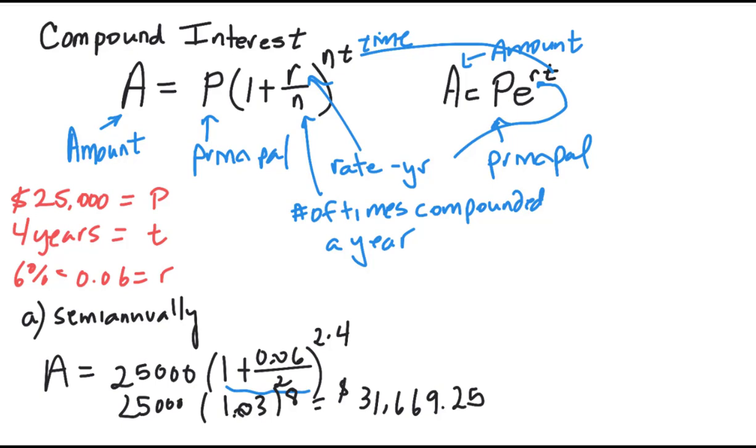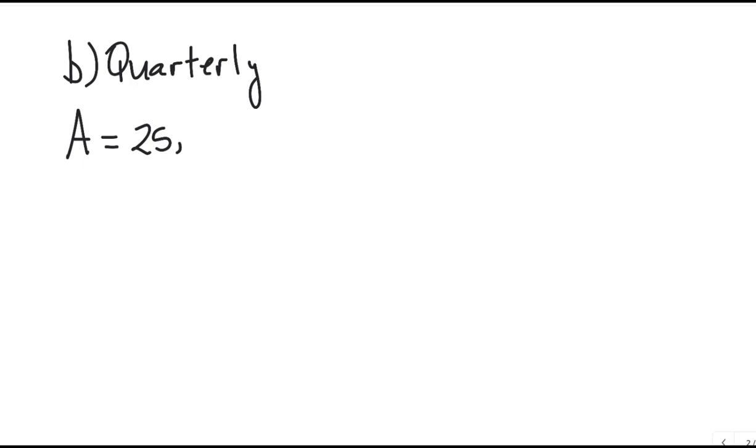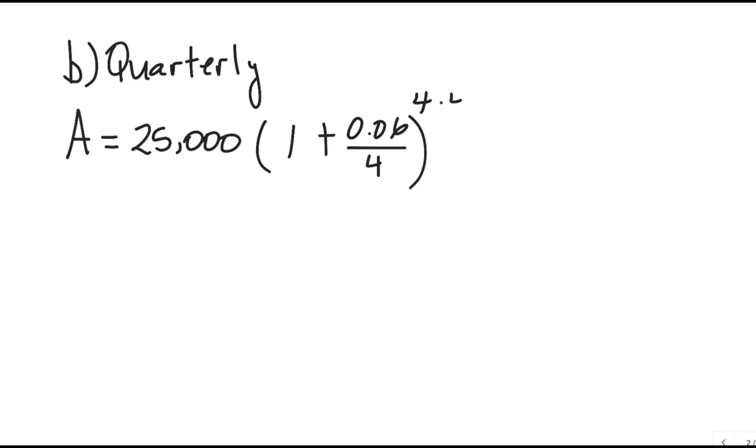Let's get a new page here. And so using the same problem, then they say, well, what happens if you invest it quarterly? Well, everything's pretty much going to be the same thing. You still invested $25,000. You still have an interest rate of 0.06, but quarterly is 4 times a year. So 4 times a year times 4 years.